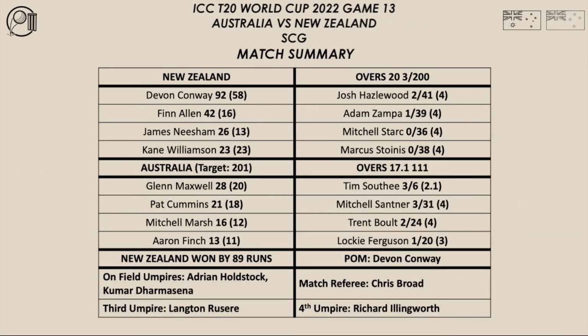Let's have a look at the match summary from game number 13 of this ICC T20 World Cup for 2022 between Australia and New Zealand from the SCG. New Zealand batted first and made 3 for 200 from their 20 overs. Devon Conway top scored with 92, and Josh Hazlewood took 2 wickets for Australia. Australia needed 201 runs to win. They were bowled out for 111 from 17.1 overs. Glenn Maxwell top scored with 28, and Tim Southee and Mitchell Santner both took 3 wickets each for New Zealand. New Zealand won by 89 runs, and Devon Conway was named Player of the Match.